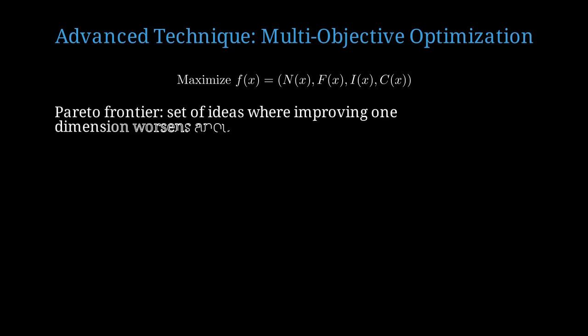We can treat this as a multi-objective optimization problem. We're trying to maximize a vector function where each component represents a different objective: novelty, feasibility, impact, cost. This is a Pareto optimization problem. The Pareto frontier is the set of ideas where you can't improve one dimension without worsening another. These are your optimal trade-off ideas.